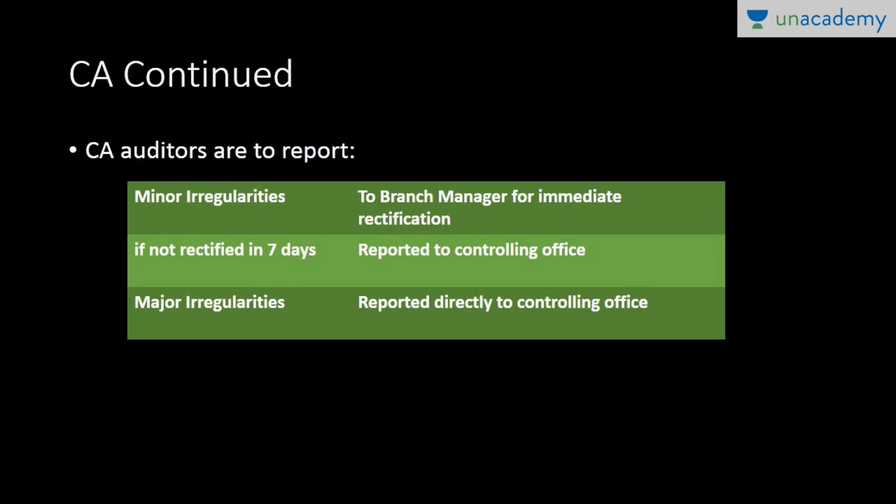Concurrent auditors are to report any minor irregularities directly to the branch manager for immediate rectification, and it should be rectified within 7 days of the reporting. If it is not rectified within 7 days, then it will be reported to the controlling office. And if any major irregularity is found by the concurrent auditor, then it will be reported directly to the controlling office.